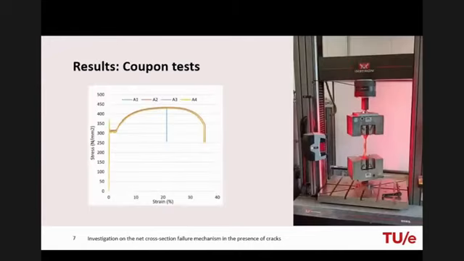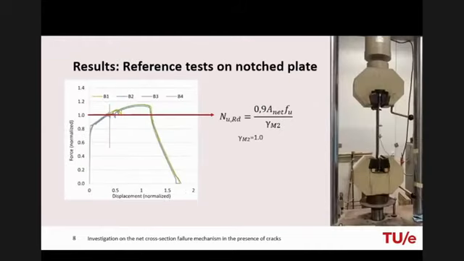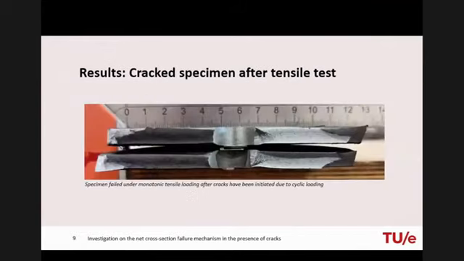Going to the test results, we find that the monotonic properties of the steel are a yield strength of 307 megapascal and an ultimate strength of 430 megapascal. These values correspond with the properties of S275JR steel. After executing the tensile test on notched plate specimens, we observed a similar trend as in the literature. In this graph, the force is normalized over the capacity as calculated with Eurocode 3, and displacement is normalized over the displacement recorded at the peak load. The specimens have on average 15% more capacity than is calculated with Eurocode 3.